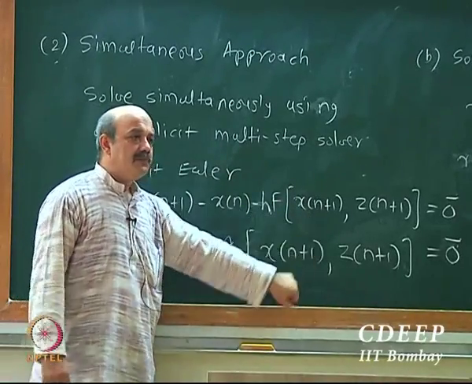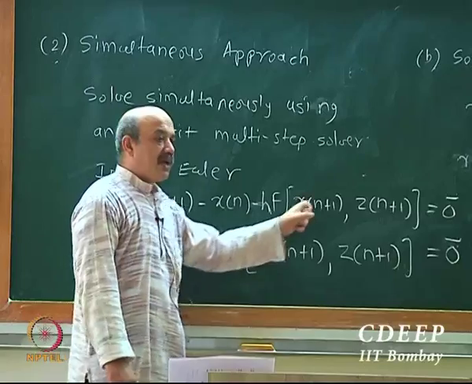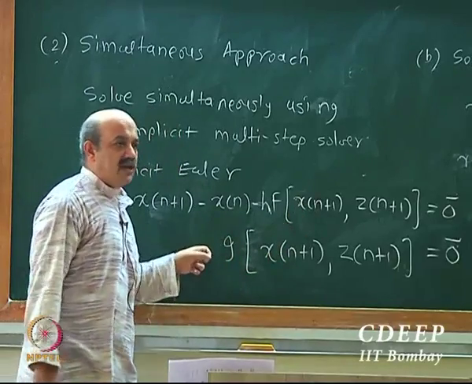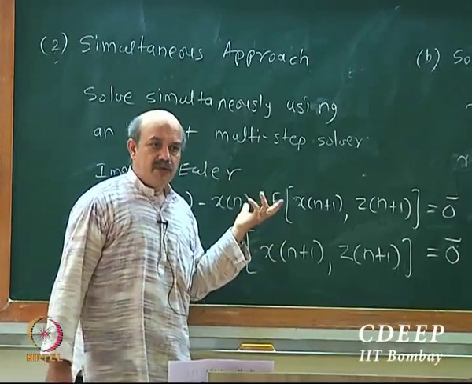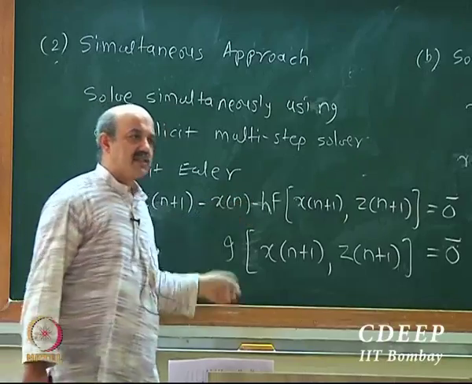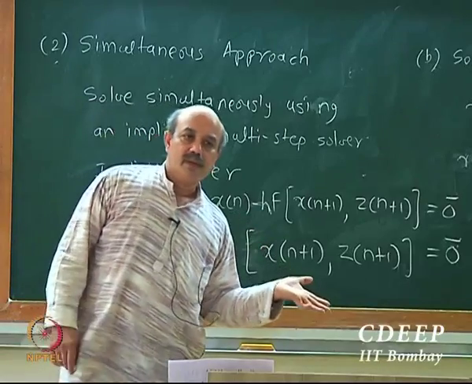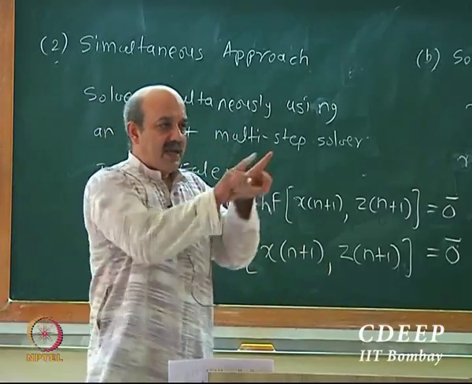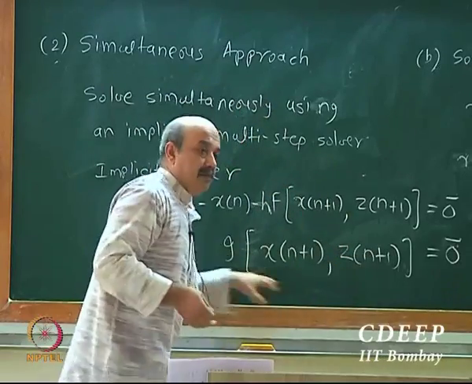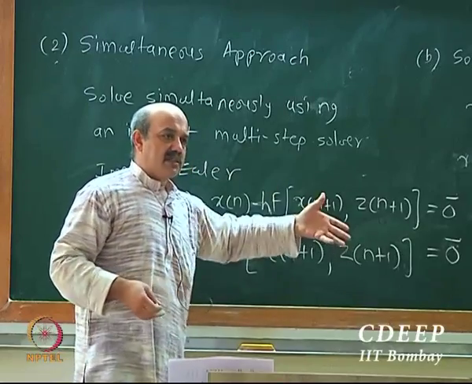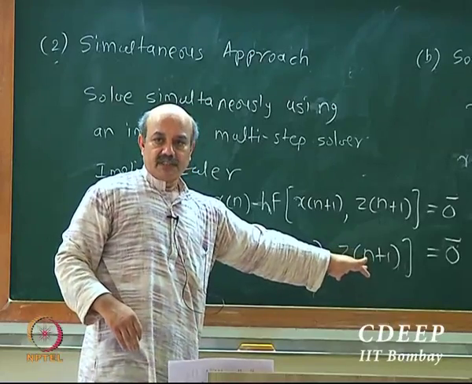What is the advantage here? The advantage is that both algebraic equations and differential equations get solved simultaneously. When you start from xn and zn which are consistent, you get xn plus 1 and zn plus 1 automatically consistent when you are going to the new point, because you are making sure this happens. When you march again, xn plus 2 and zn plus 2 are consistent with the algebraic equations.